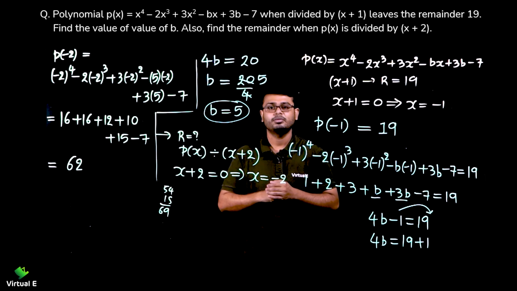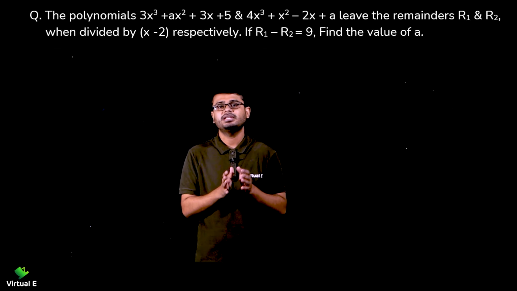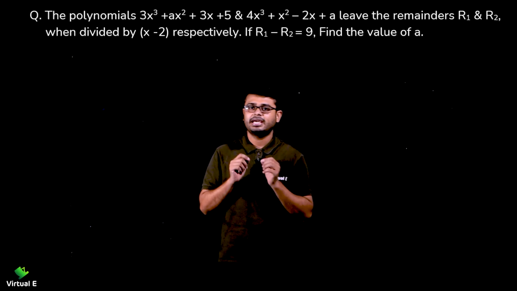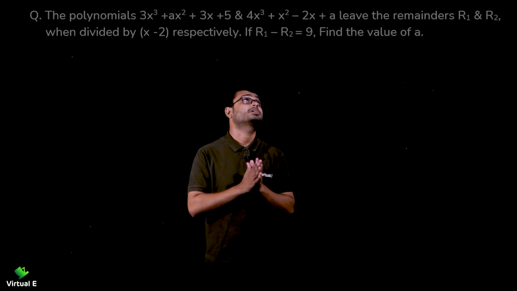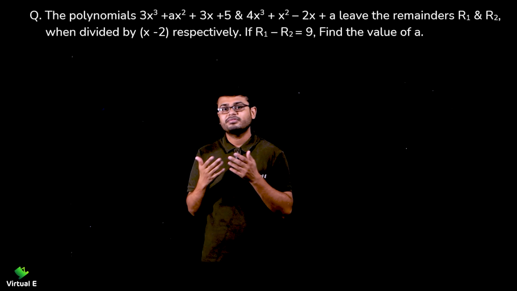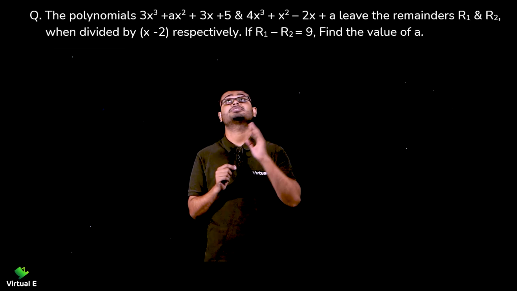Let's deal with one more question. Now let's discuss one more case with two polynomials and unknown. Let's start. The polynomials 3x cubed plus ax squared plus 3x plus a and 4x cubed plus x squared minus 2x plus a leave the remainders r1 and r2 when divided by x minus 2 respectively. Okay, so we have two polynomials and both of them are being divided by a single same polynomial, which is x minus 2.